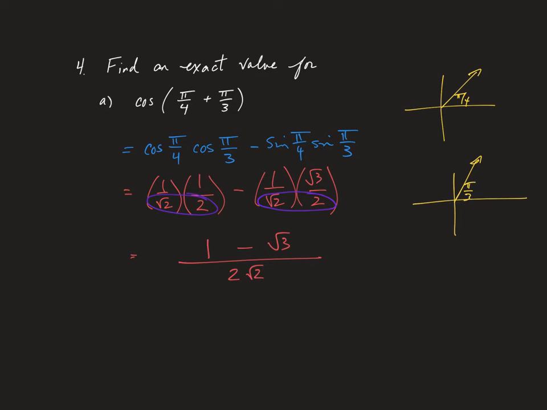Now we know that that's bad form because we have a radical on the denominator. So now what we can do is multiply that by root 2 over root 2 to rationalize that denominator. And when we expand in the root 2, we'll get root 2 on the first term, root 6 on the last term, and on the denominator, 4. And there we go. We now have an exact value for that cos compound angle.